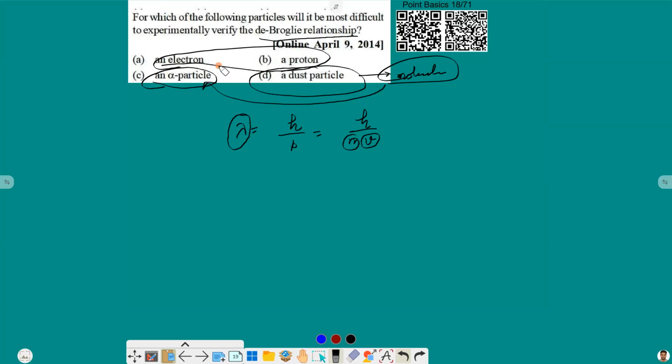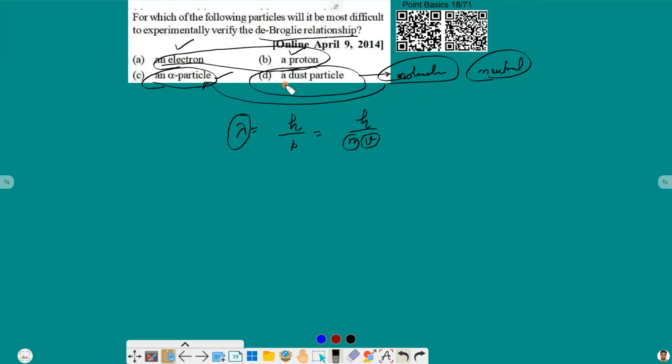And also, there is another concept: we can accelerate an electron, proton, and alpha particle easily. But a dust particle is a neutral molecule. It will be very difficult to accelerate it to higher velocities.